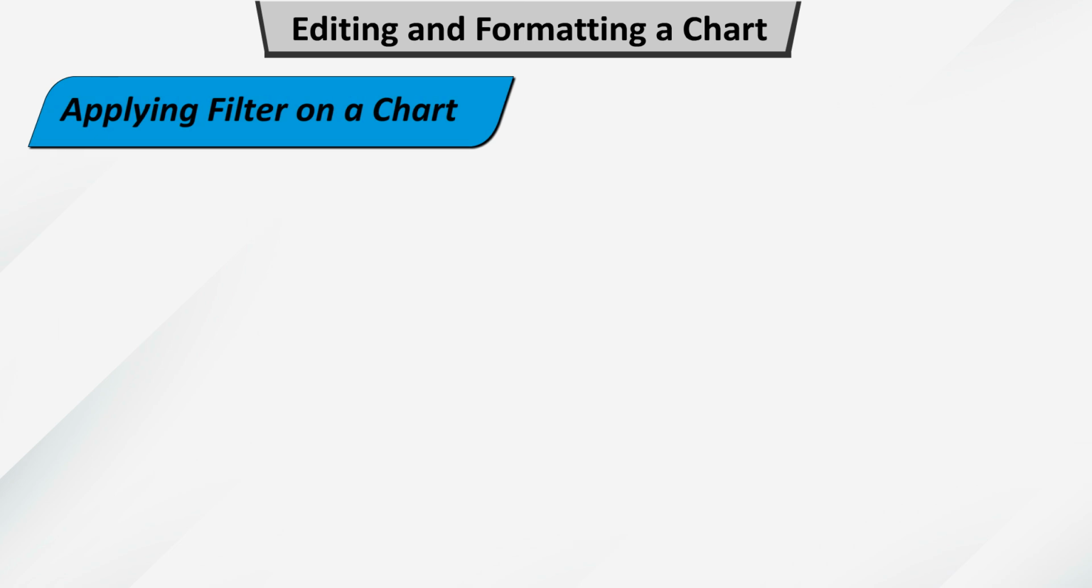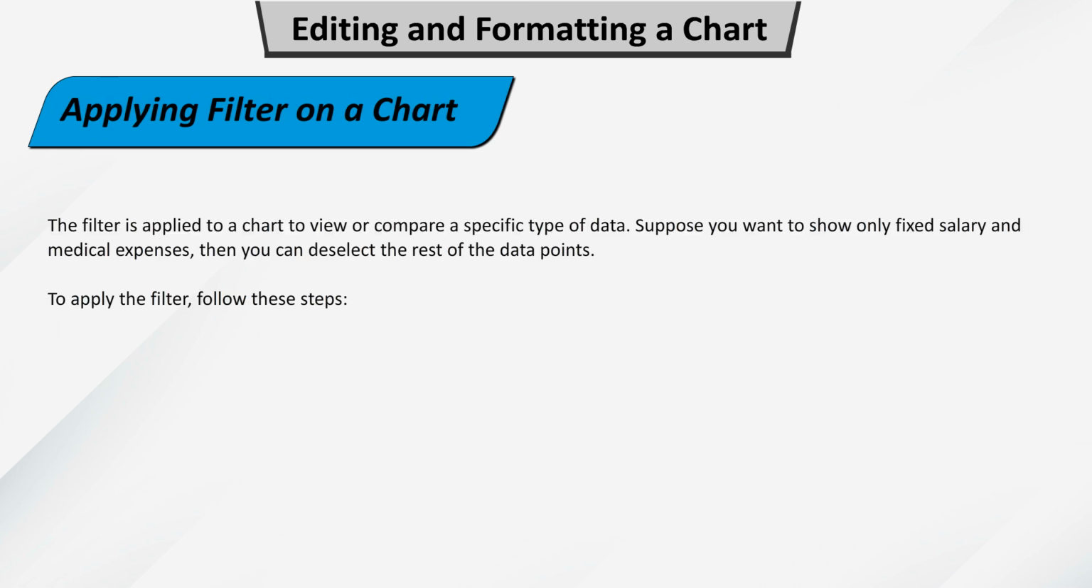Applying filter on a chart. The filter is applied to a chart to view or compare a specific type of data. Suppose you want to show only fixed salary and medical expenses, then you can deselect the rest of the data points. To apply the filter, follow these steps.